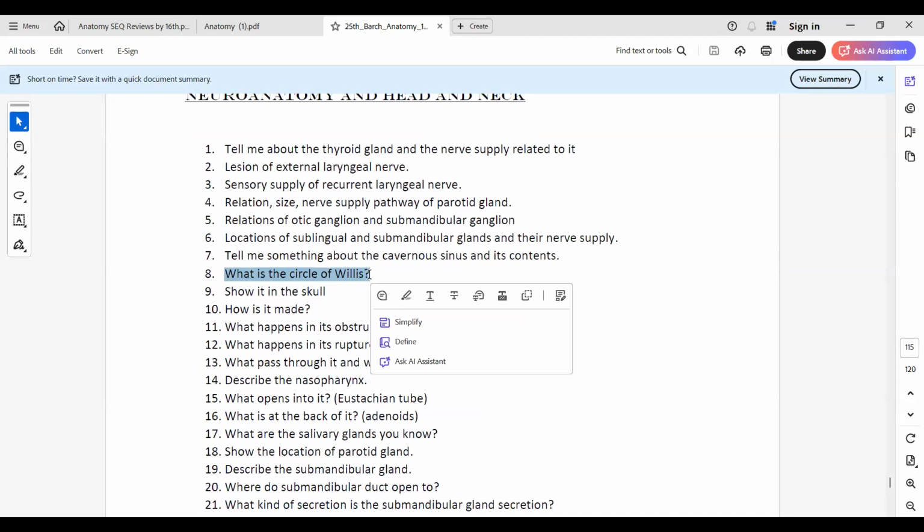Then here, describe the submandibular gland. Name some extrapyramidal pathways. So what are the extrapyramidal pathways? You have to tell. Then they will question about the extrapyramidal pathways, and after that they will continue.